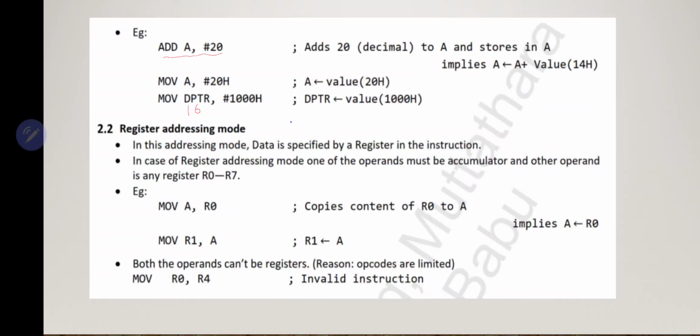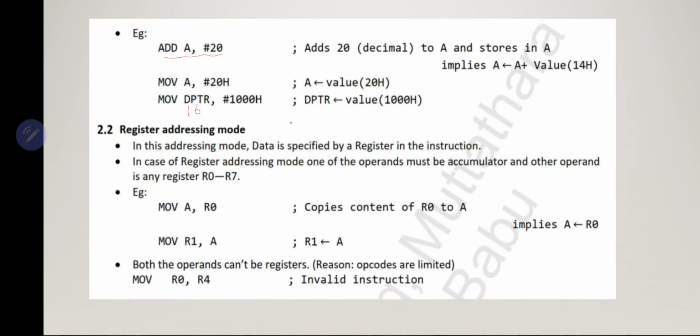The second addressing mode is register addressing mode. In this addressing mode, data is specified by a register in the instruction. So here we are not using the data directly, we are using a register. That's the name itself, register addressing mode. The data is stored in the register and the register is called.